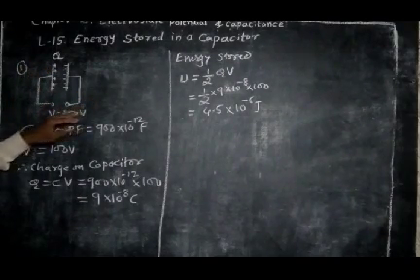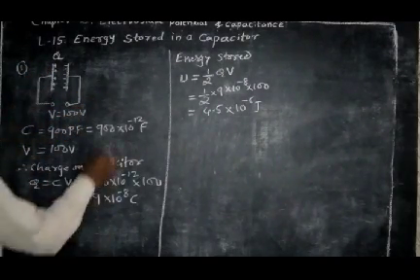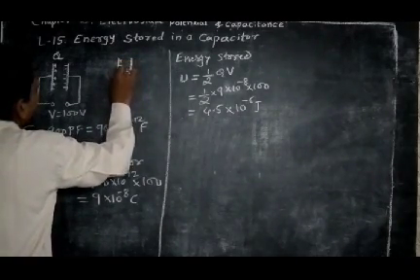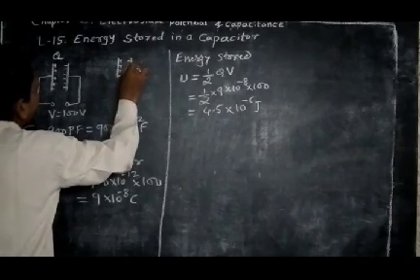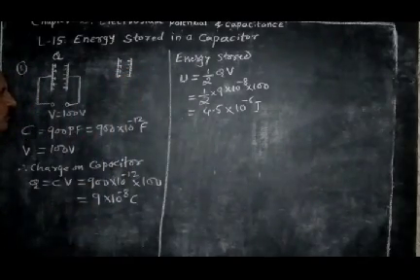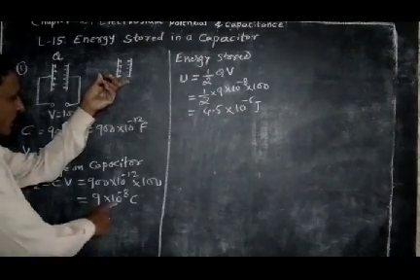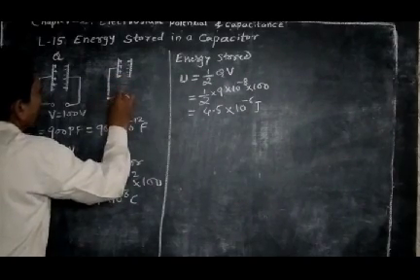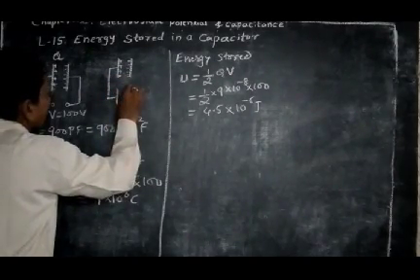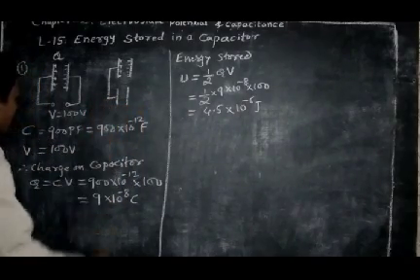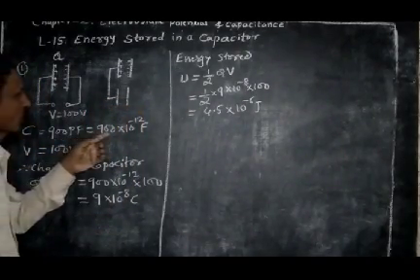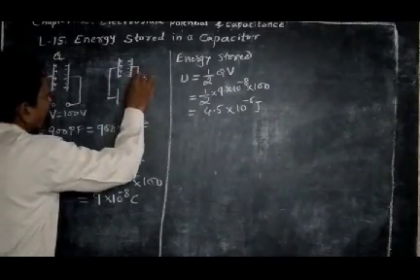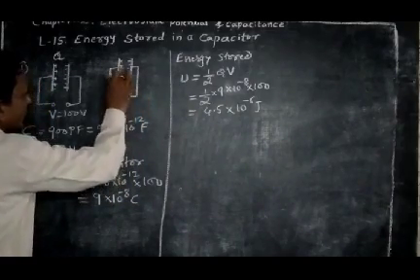And now, if a charged capacitor is disconnected from the battery, this charged capacitor, plus and minus, with charge 9 into 10 raised to minus 8 coulomb, is again connected to another uncharged capacitor of the same capacity, that is C equal to 900 picofarad. Then what is the energy stored by the system?